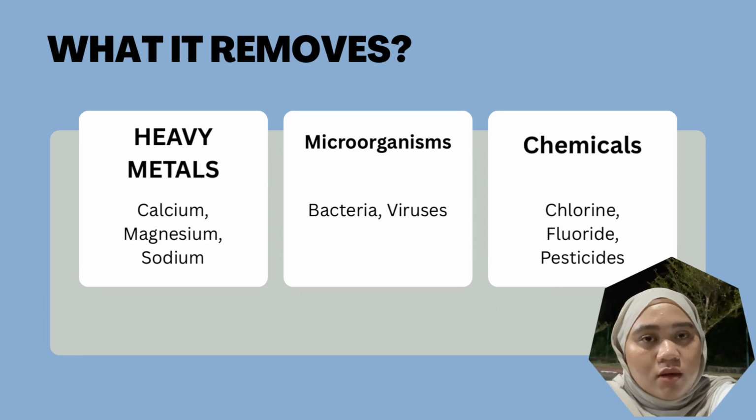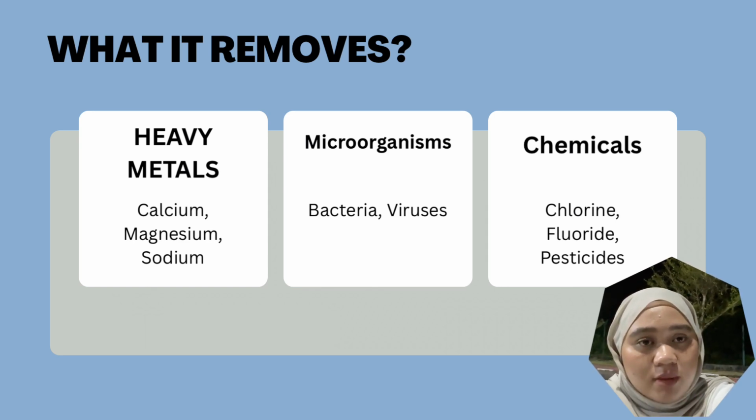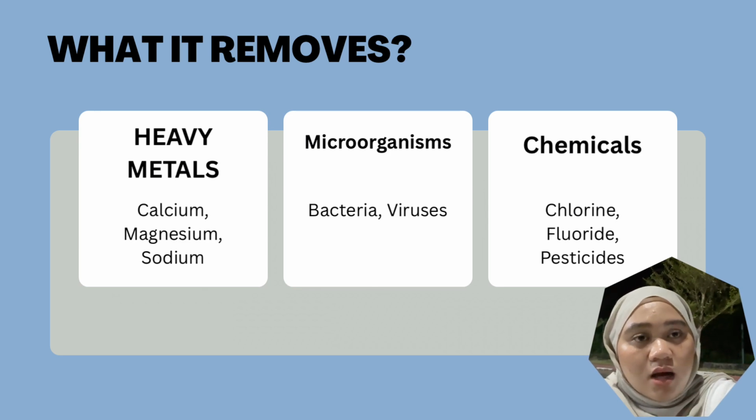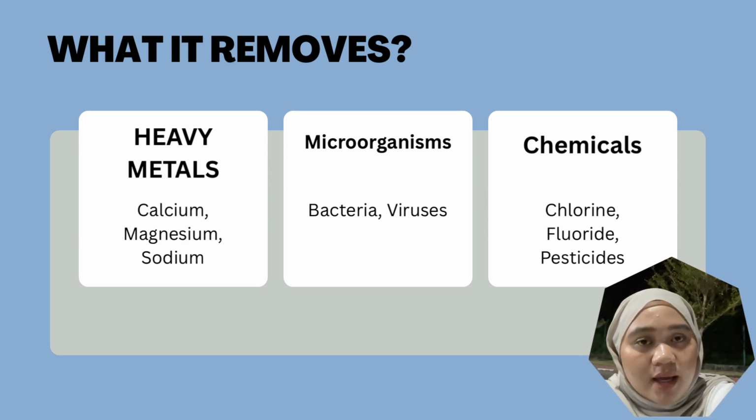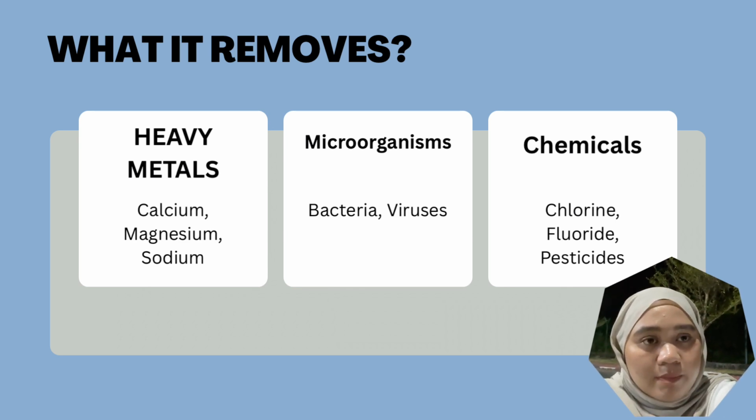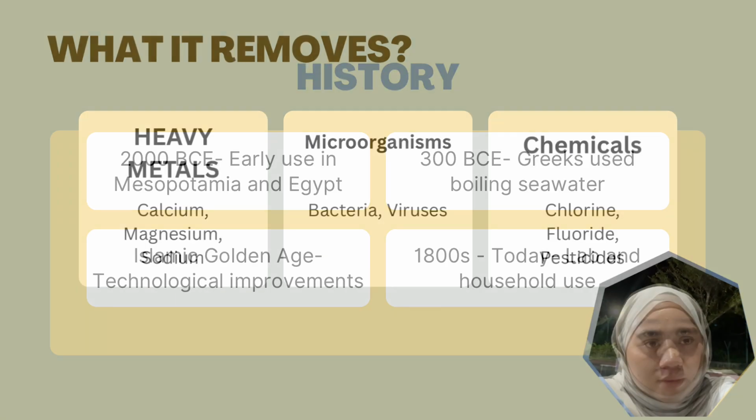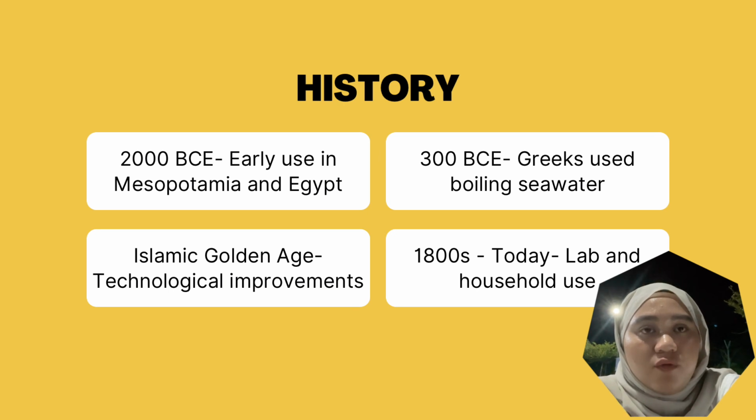Okay, so I will talk about what a water distiller removes. The first one is minerals, which are calcium, magnesium, and sodium. The second is heavy metals, which are lead, mercury, and arsenic. The third one is microorganisms, which are bacteria, viruses, and protozoa. The fourth one is chemicals, which are chlorine, fluoride, and pesticides, if they have a higher boiling point than water.